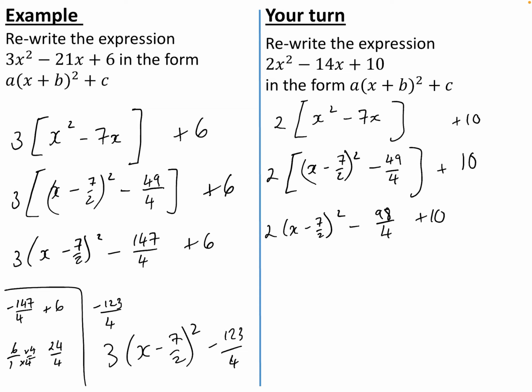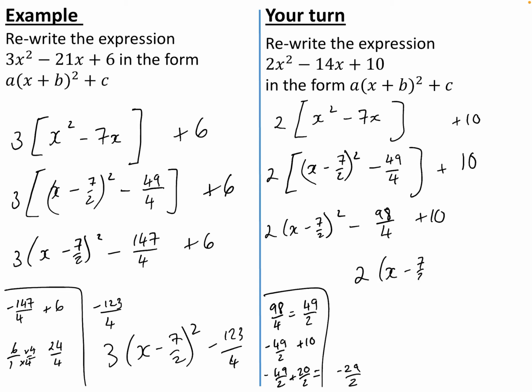For this question here, when I've got to this step, rather than trying to combine 98 over 4 and 10, I actually want to simplify this fraction first. 98 over 4, I can take out a factor of 2 and write this as 49 over 2. So now this part here can be rewritten as negative 49 over 2 plus 10. 10 is the same as 20 over 2, so I've got negative 49 over 2 plus 20 over 2. Combining these will give me negative 29 over 2. So my final answer is 2(x minus 7 over 2) squared minus 29 over 2.